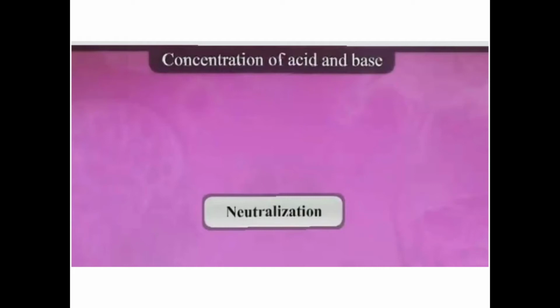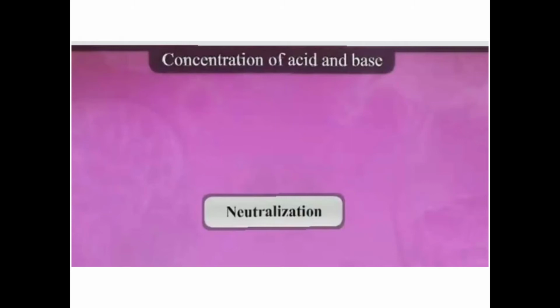Yes, and on the copper vessel you have that blackish color layer, because of which the shining of the copper goes away. Hmm? So that is basic in nature. So whenever acid and base react with each other, they give rise to salt and water. This particular reaction is called neutralization.